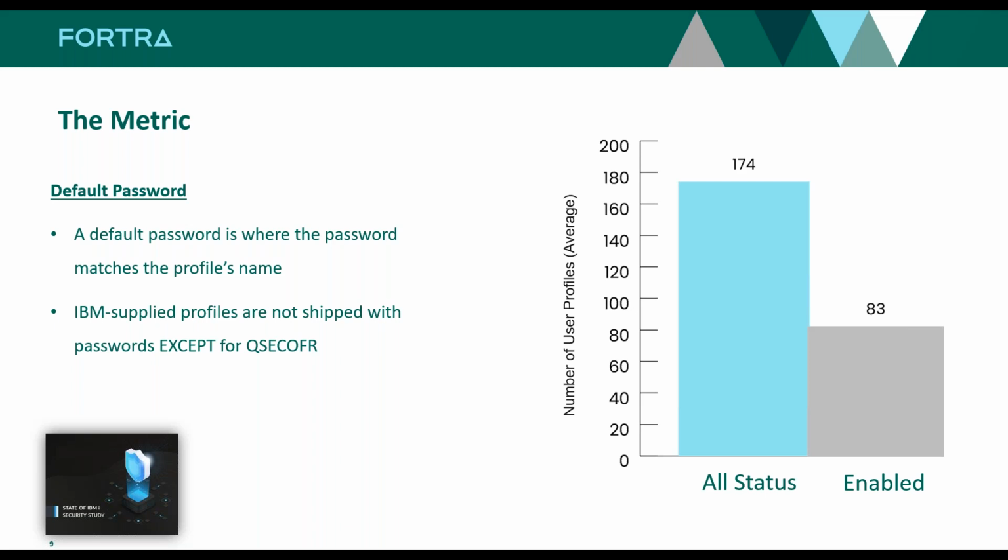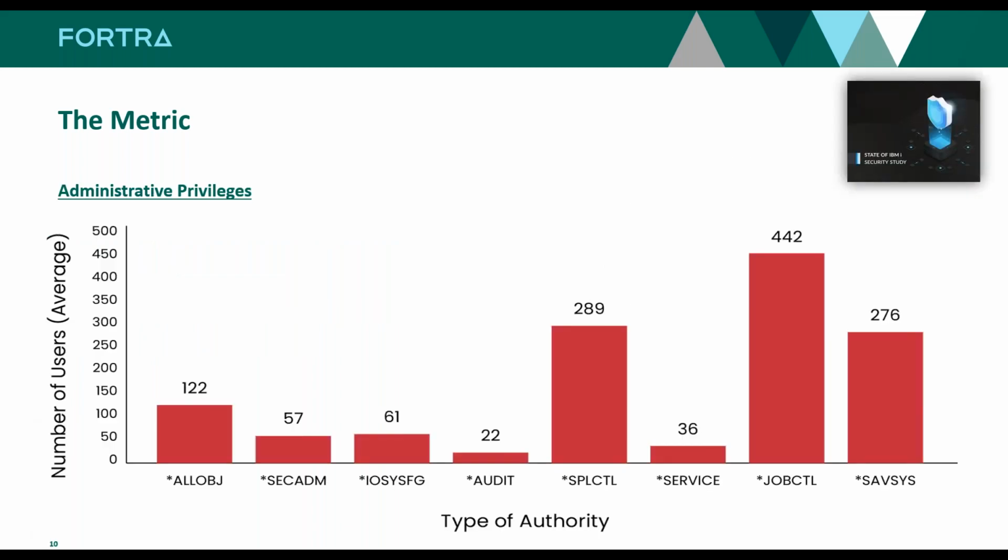So when we talk about default passwords, where the password is the same as the user profile, those profiles also had all sorts of special authorities. So when we mix these together and we look at how many profiles on average had all object authority, it was quite often that of those all object profiles, one or two had a default password. And as soon as you have all object on an IBM i system, you can acquire all the rest of the special authorities.